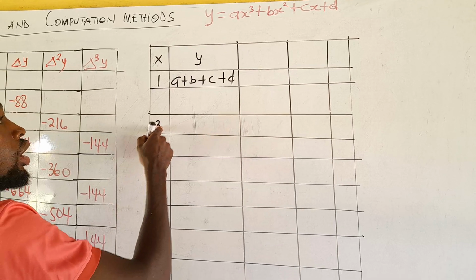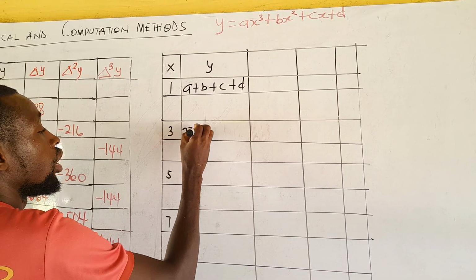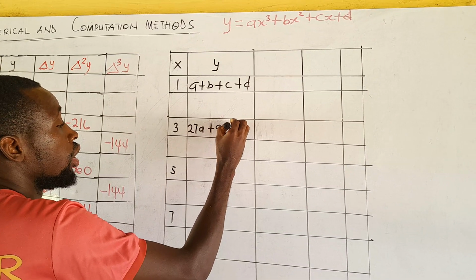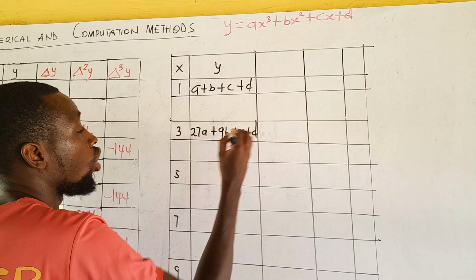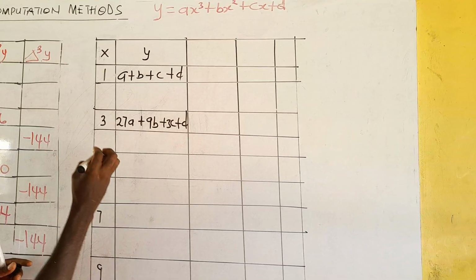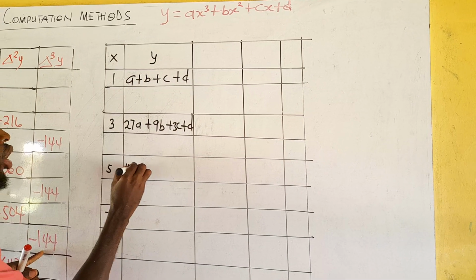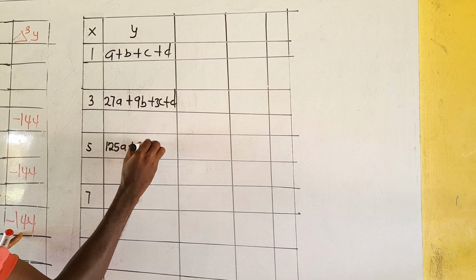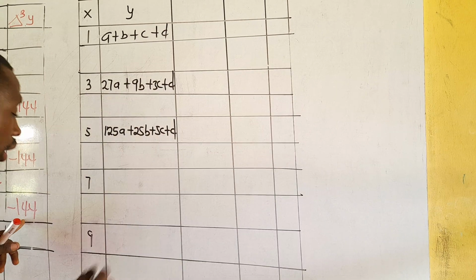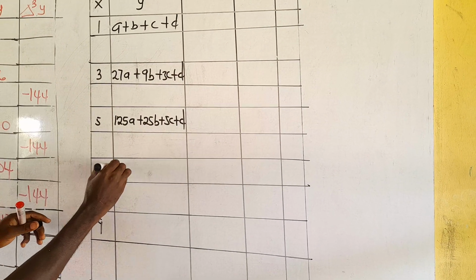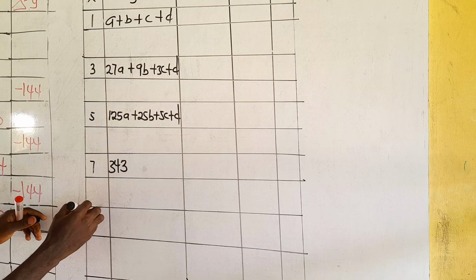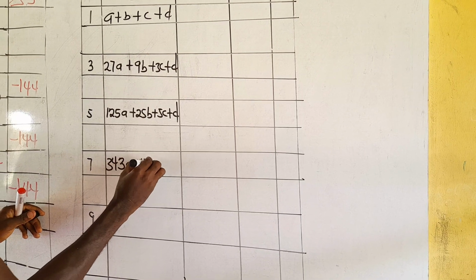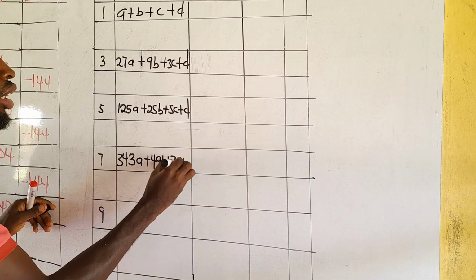Now we come here. 3 cube is 27 times the a. 3 square is 9, so 9 times the b. Then plus 3c, then plus our constant d. 5 cube is 125, so that will be 125a. Then 5 squared is 25, 25b plus 5c, then plus d. 7 cubed will give us 343, so 343a, 7 square is 49, so 49b plus 7c, and plus d.